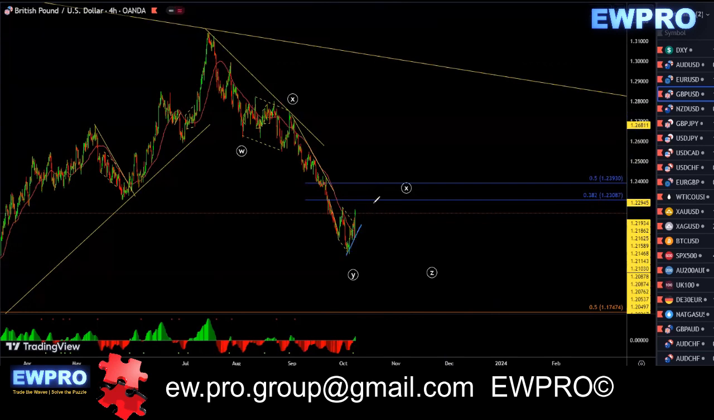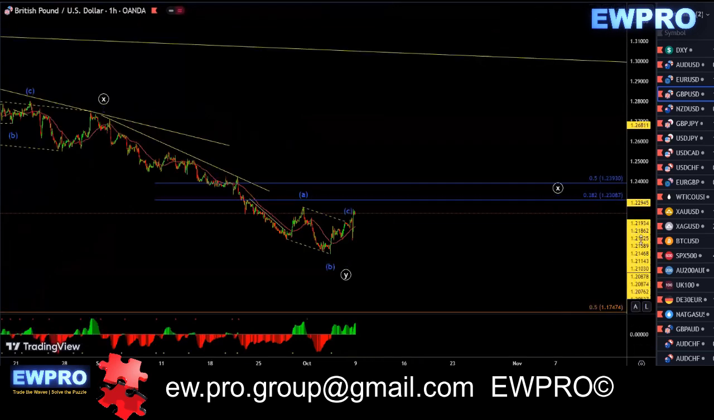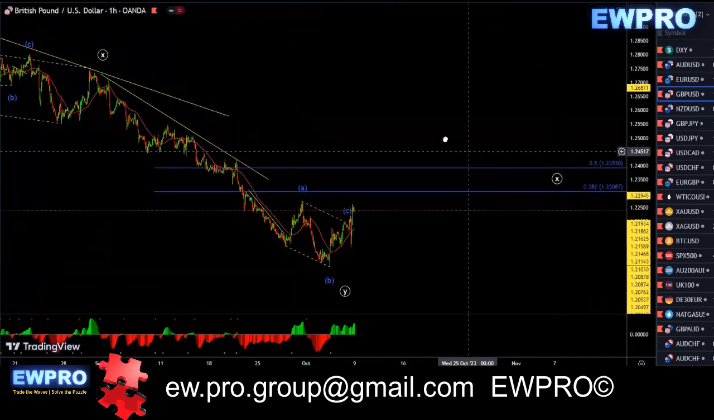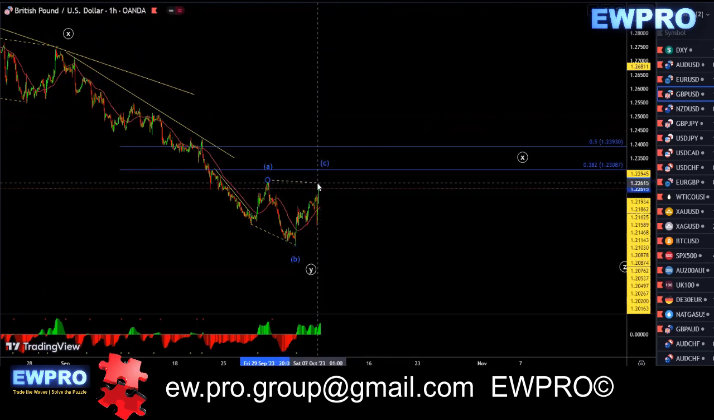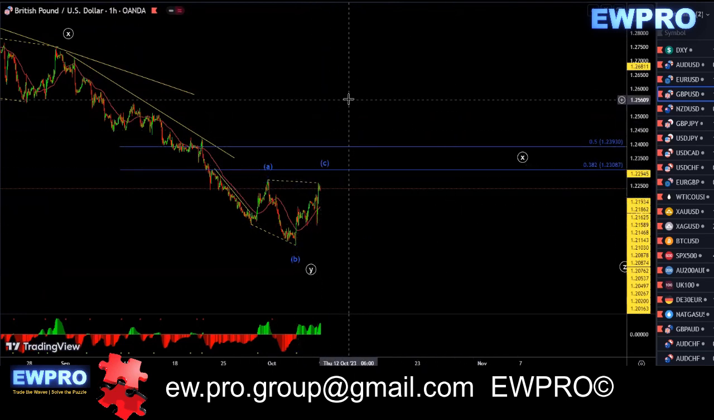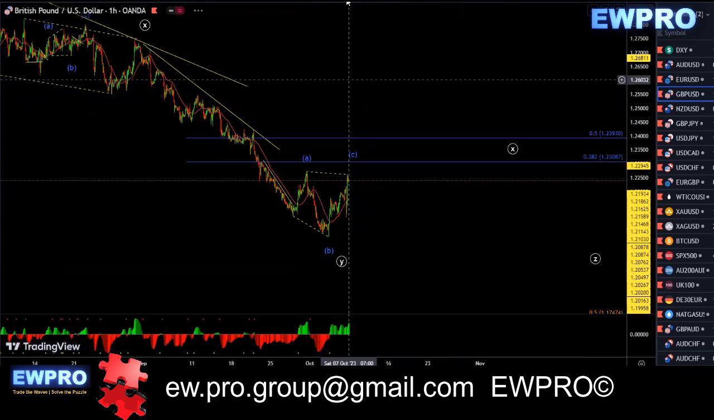We've already just about hit that 38.2. It may come up to this 50 fib in some sort of a correction. We're looking for a correction of similar size to this over here before we get that Z down. On the H1, you can see I was looking for a flat, and this is still definitely possible as a B, C, and then we come down and break the low in this wave Y.